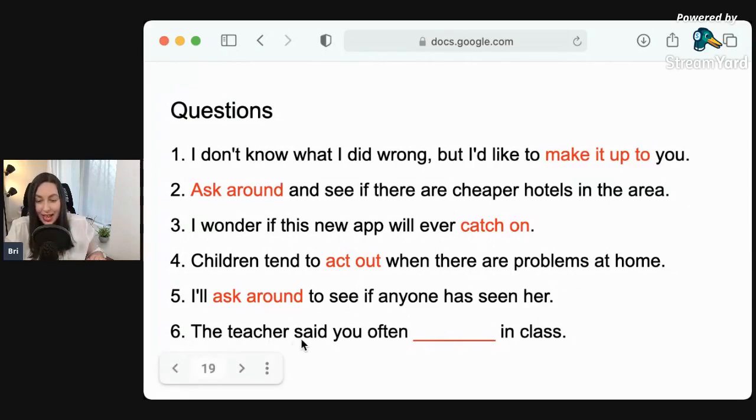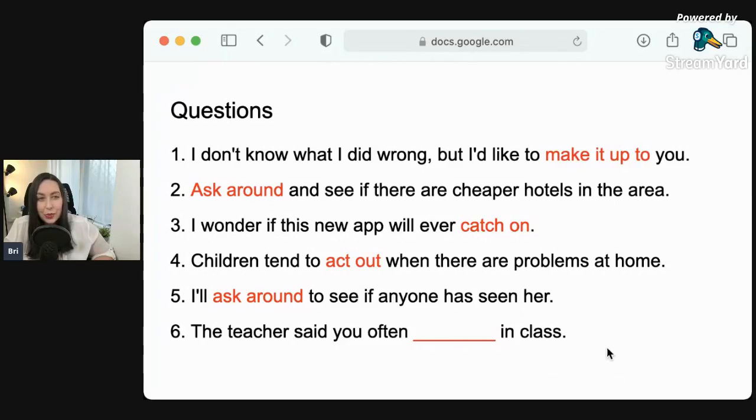The teacher said you often in class. Which one do you think fits for number six? Which one is the best answer? No, not I'll. That's number five. The teacher said you often in class. Ooh, I see lots of different ones. I see ask around, act out, catch on, act out. Okay, some of you are correct.